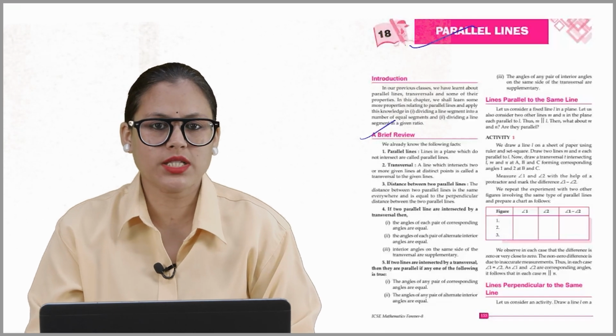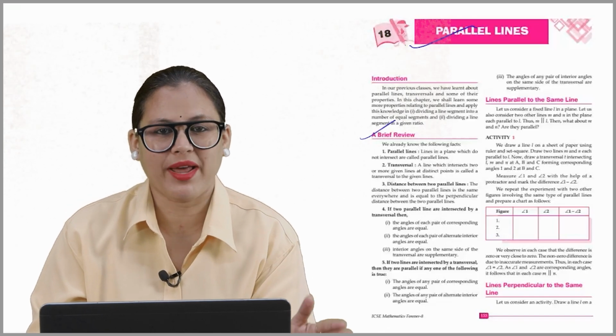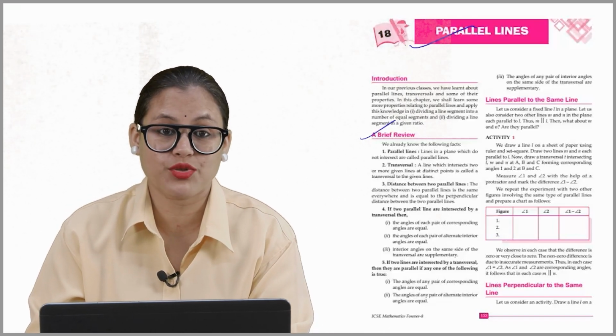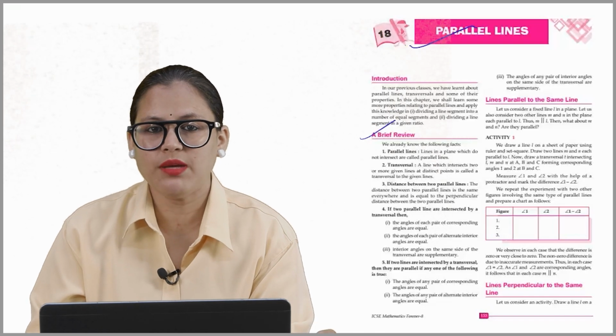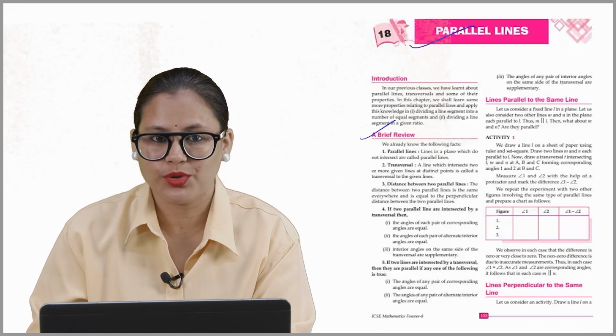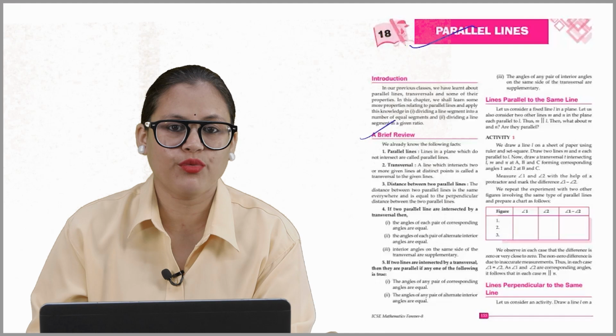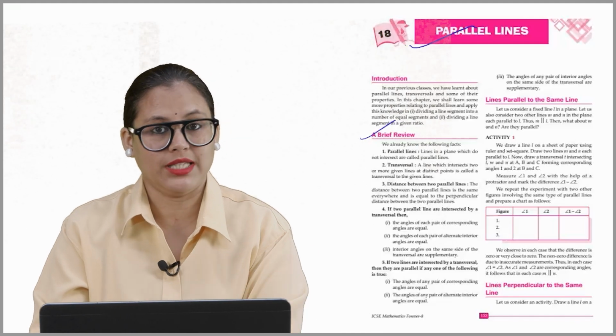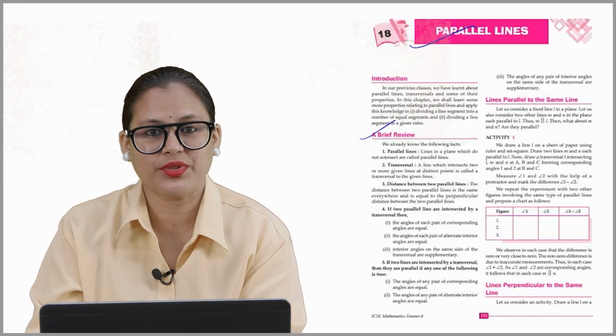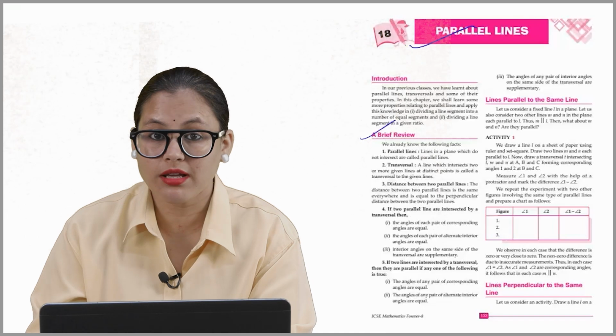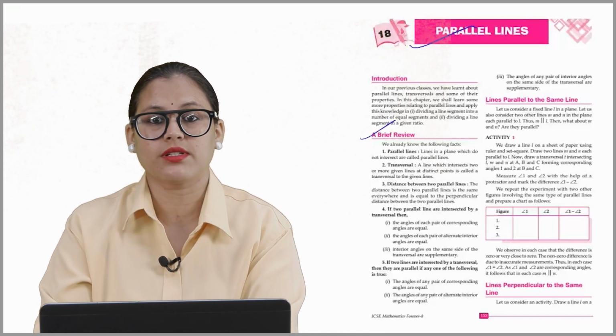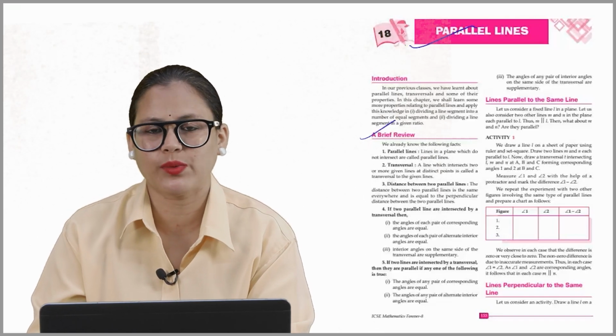5, if two lines are intersected by a transversal, then they are parallel if any one of the following is true. Number 1, the angles of any pair of corresponding angles are equal. 2, the angles of any pair of alternate interior angles are equal. And number 3, the angles of any pair of interior angles on the same side of the transversal are supplementary. Supplementary means 180 degrees.